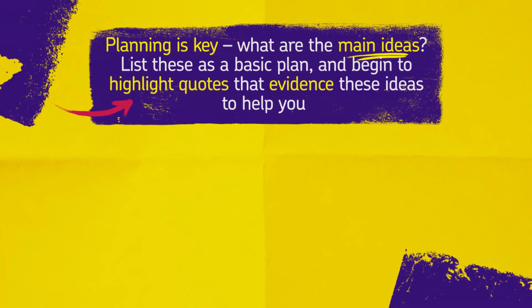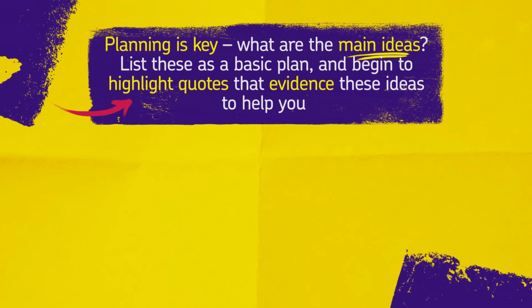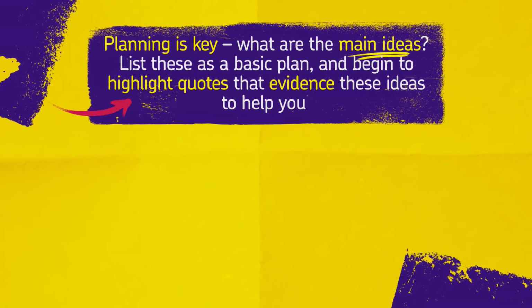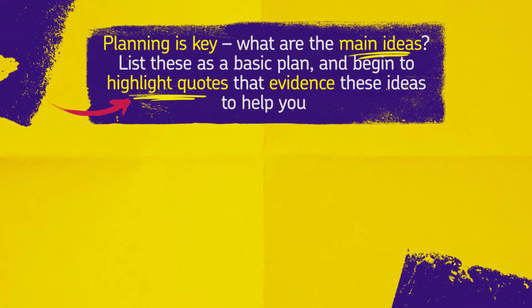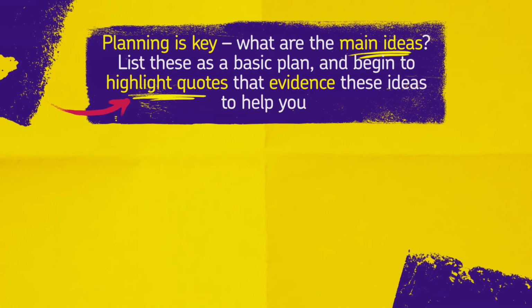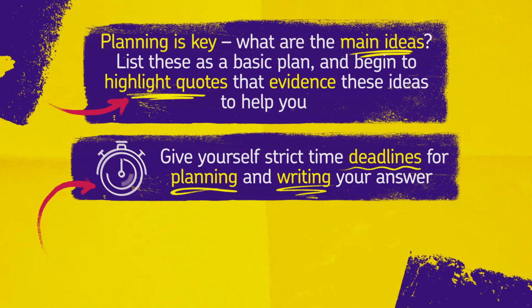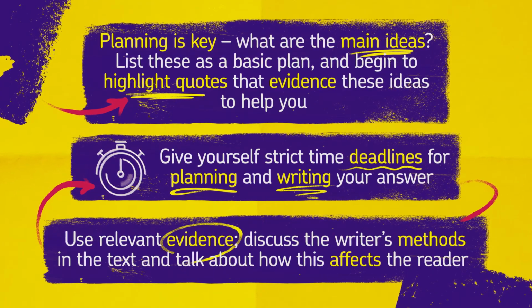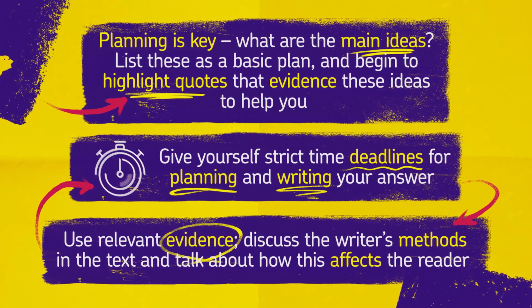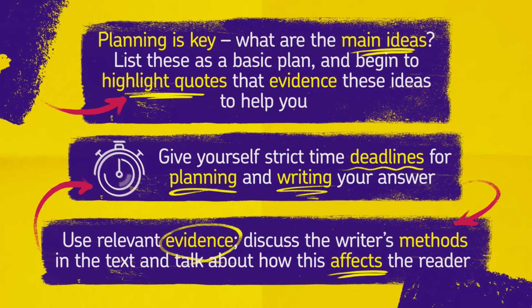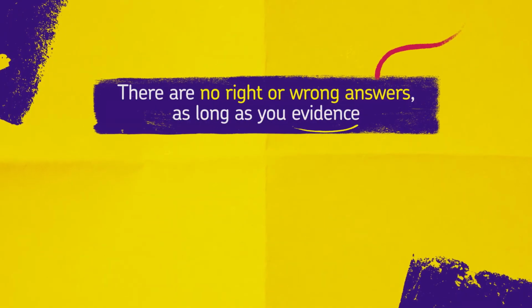For Paper 2 Question 4, remember these top tips. Planning is key. What are the main ideas? List these as a basic plan and begin to highlight quotes that evidence these ideas to help you. Give yourself strict time deadlines for planning and writing your answer. Use relevant evidence. Discuss the writer's methods in the text and talk about how this affects the reader. There are no right or wrong answers as long as you evidence.